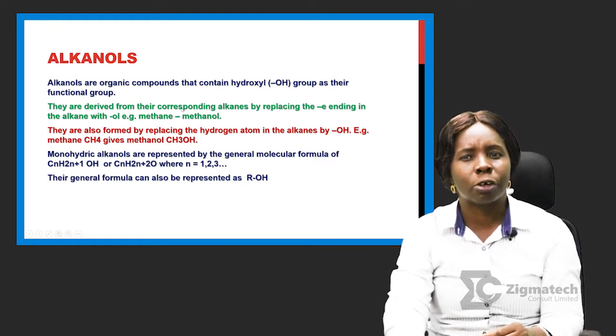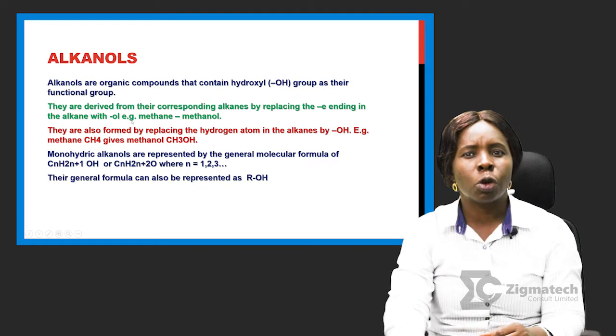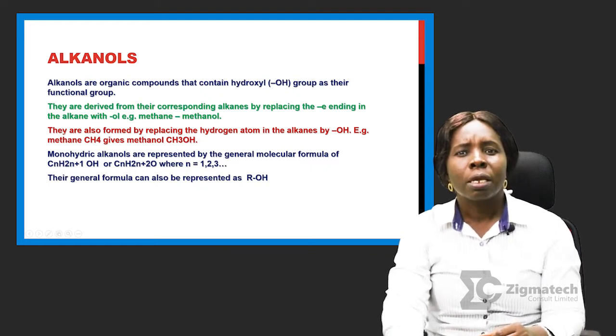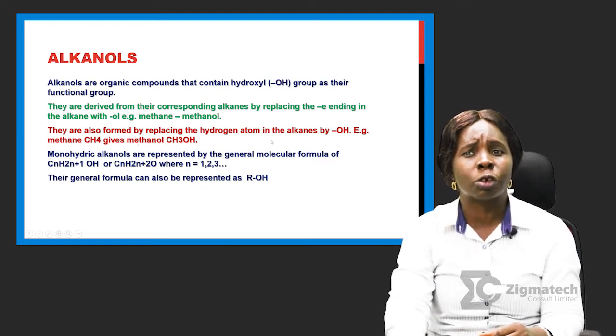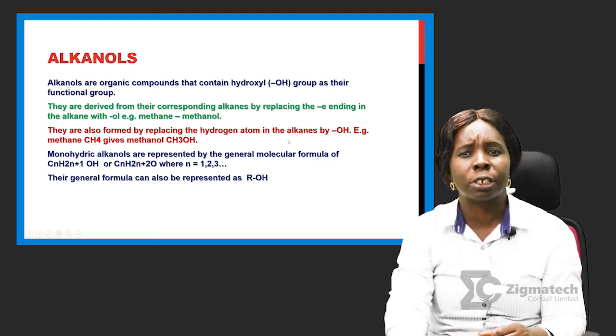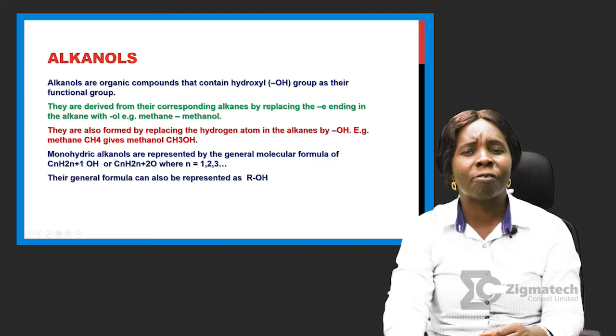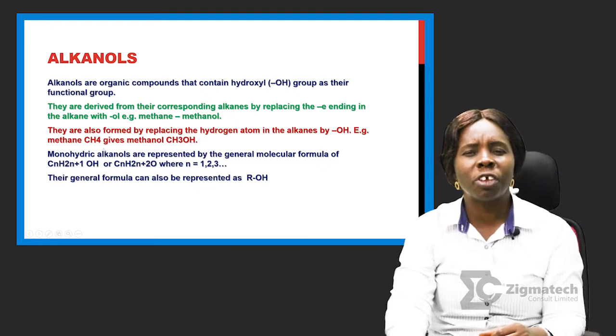They are derived from their corresponding alkanes by replacing the E ending with OL. So if we have an alkane like methane, as an alkanol we'll call it methanol. Alkanols are also formed by replacing a hydrogen atom of the alkanes by the hydroxyl group. So if we have methane, CH4, we can change it to methanol by removing the H and replacing it with OH, so that it will be CH3OH.